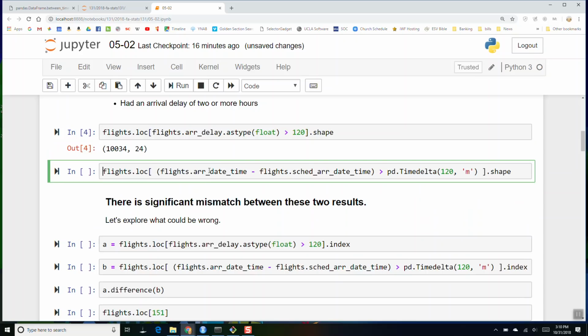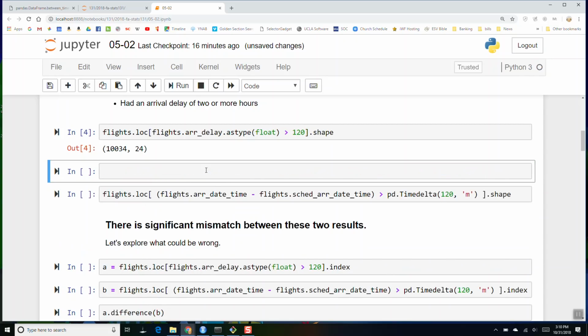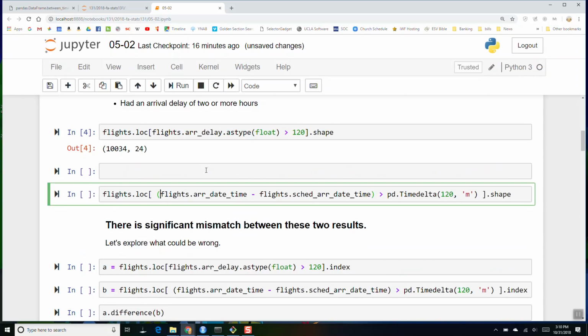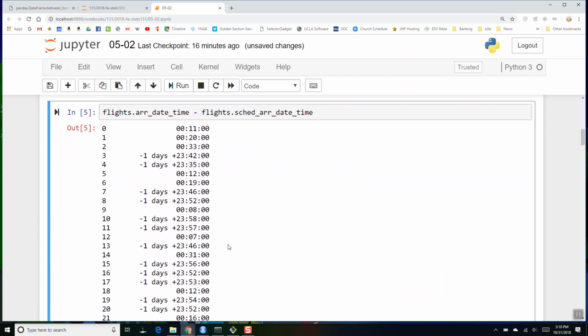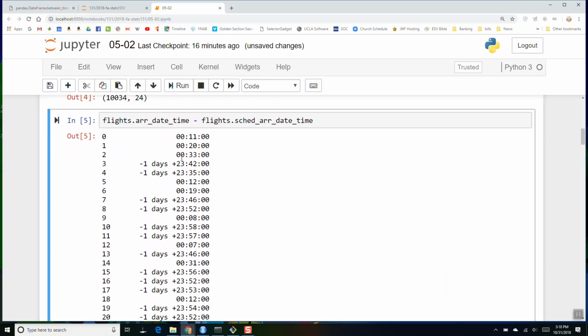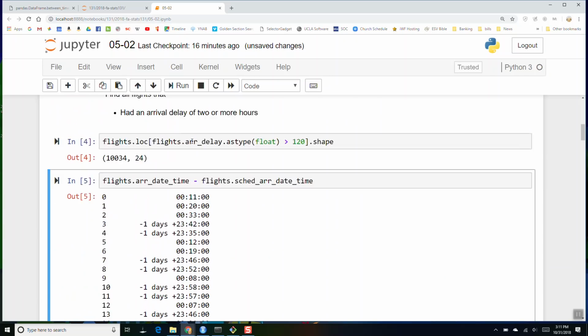Okay, and then I thought, can I do the same using the arrival column versus the scheduled arrival column? If you do arrival time versus scheduled arrival time, indeed you will get what is known as a time delta. It's just a difference between times, and so there's a difference of 11 minutes.